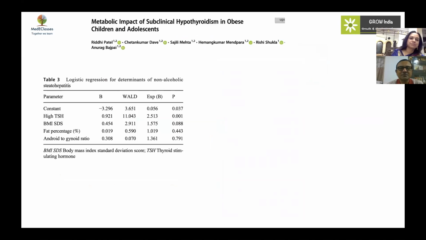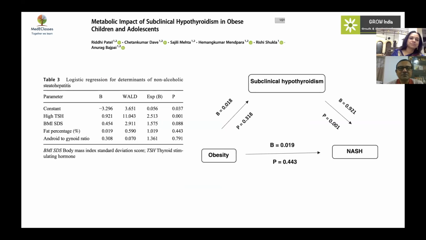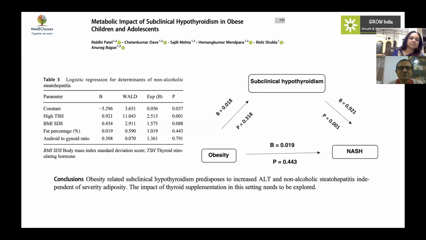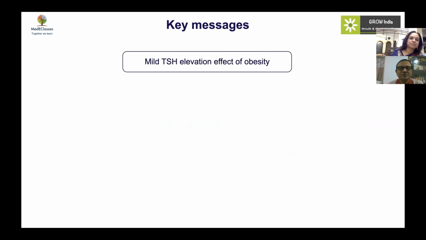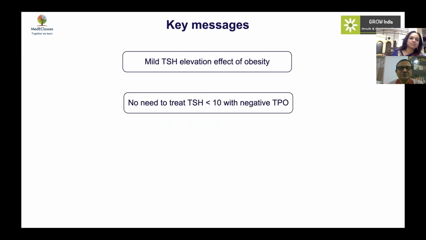Having said that, what we have really observed is that subclinical hypothyroidism happens in around 30 to 40% of obese individuals. And this is from our study recently published of around 400 obese individuals. And it may predispose to non-alcoholic steatohepatitis. So it may not be entirely benign, but at the moment we are at an experimental stage. There is no need of treating somebody who has a borderline TSH and a TPO which is negative in that perspective. Now, very importantly, therefore, that mild TSH elevation is the effect of obesity. No need to treat if the TSH is less than 10 and the TPO antibodies are negative in that perspective.